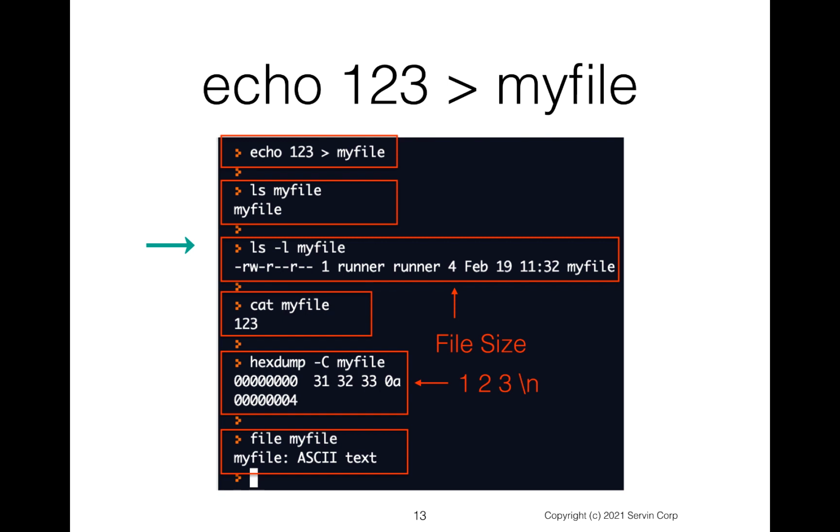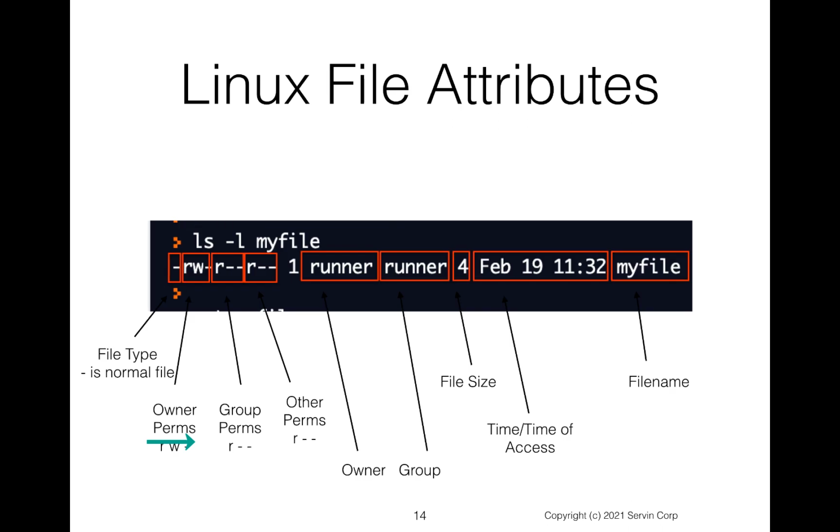Notice I have a file size of 4 bytes, and in fact the 4 bytes that went in there are the 123, but in addition the echo command puts a new line on the end. We can actually see that by using hexdump with the -C option. It shows the values in the file as hexadecimal. And we see we've got hex 31, 32, 33, and 0A, the 0A being the \n. Notice also if we say file myfile, it says that we have ASCII text.